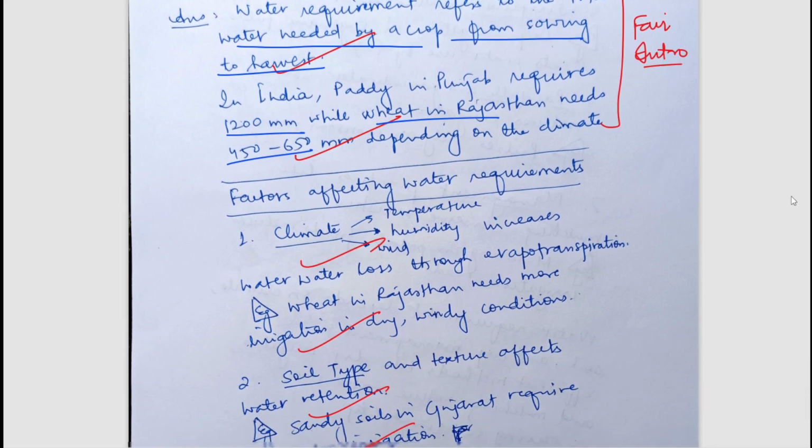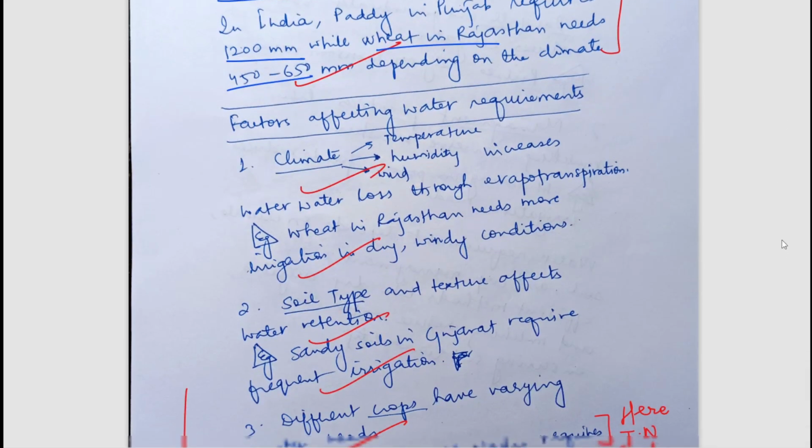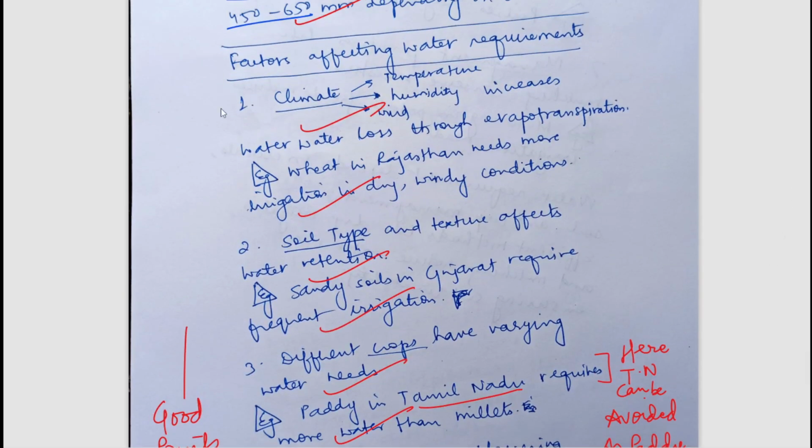So we will see what are the factors affecting water requirement. The first and foremost factor is climate. What is the temperature? What is the humidity? What is the wind? What type of crop it is, either a temperate crop or a tropical crop. All these things can impact the water requirement.